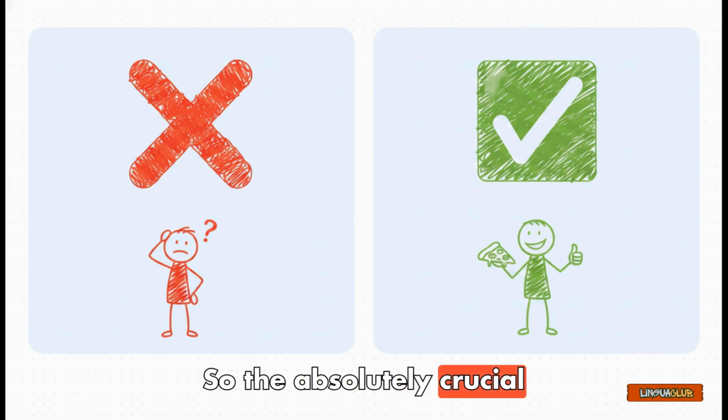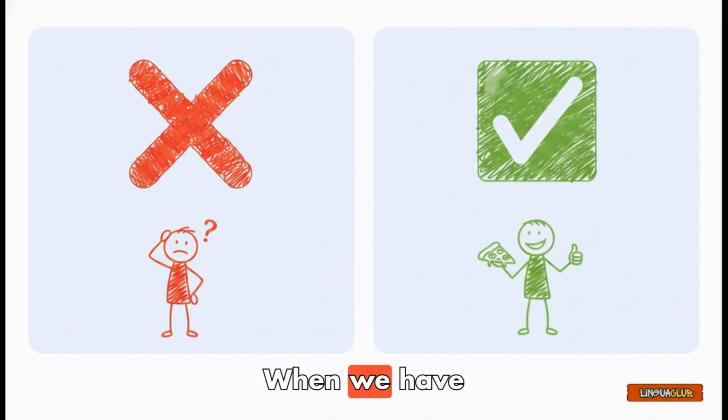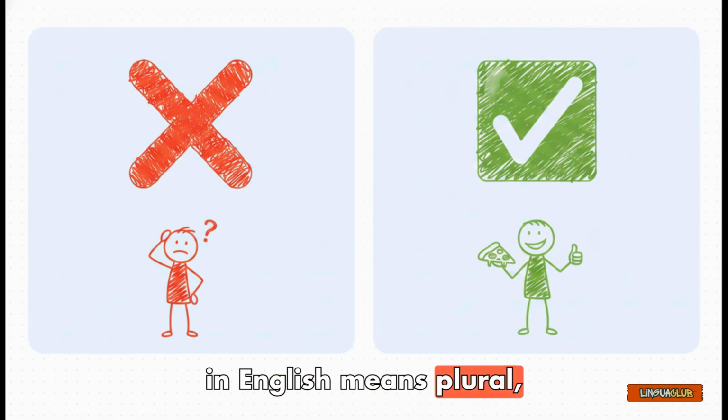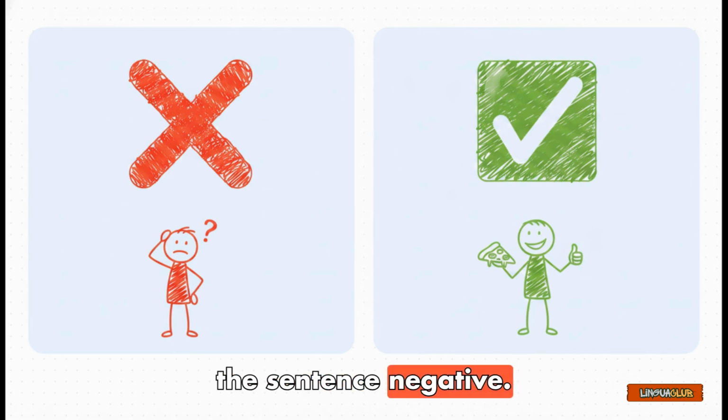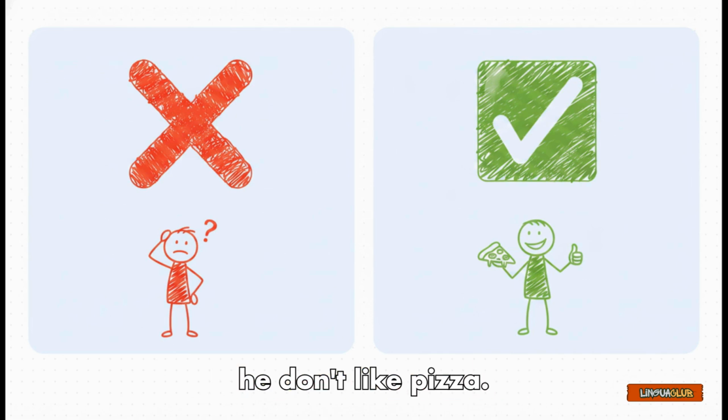So the absolutely crucial point here is this. When we have a singular subject, like he, she, or it, we absolutely have to add an S to the end of the verb. I know this kind of confuses a lot of learners because usually an S in English means plural, like cats, right? But for verbs with a singular subject, that S is mandatory. And this exact same rule applies when we make the sentence negative. You'd literally never say he don't like pizza, you've got to say he doesn't like pizza.